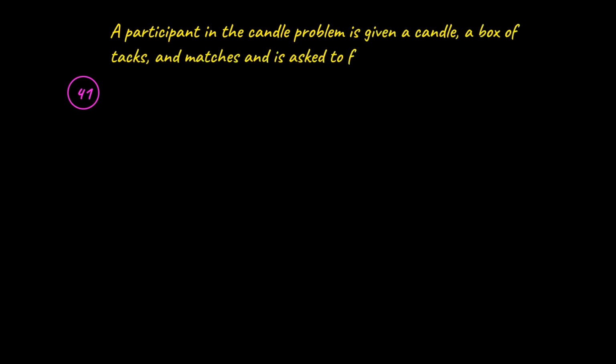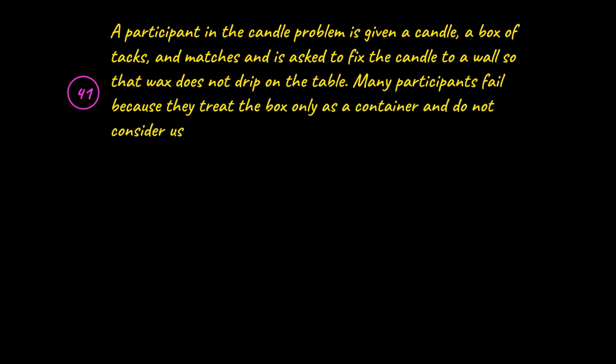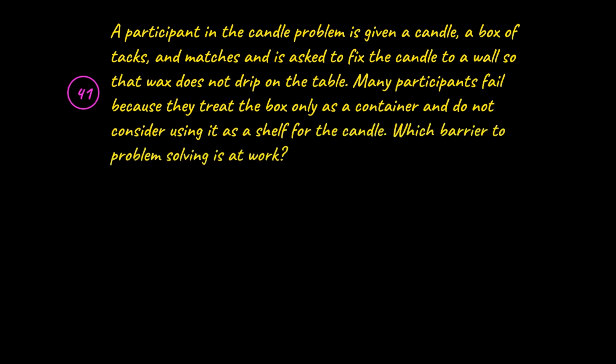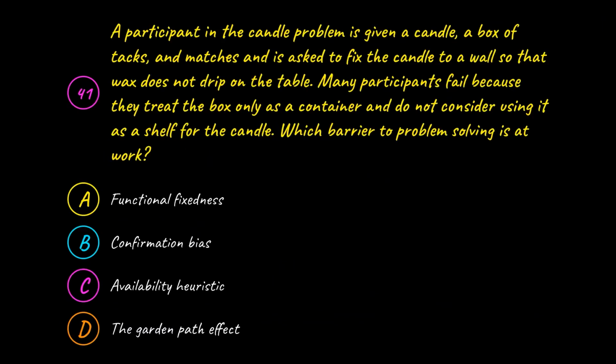Question for you. A participant in the candle problem is given a candle, a box of tacks, and matches, and is asked to fix the candle to a wall so that wax does not drip on the table. Many participants fail because they treat the box only as a container and do not consider using it as a shelf for the candle. Which barrier to problem solving is at work? Your options are A. Functional fixedness, B. Confirmation bias, C. Availability heuristic, D. The garden path effect. Which one is it? Pause the video if you need more time.